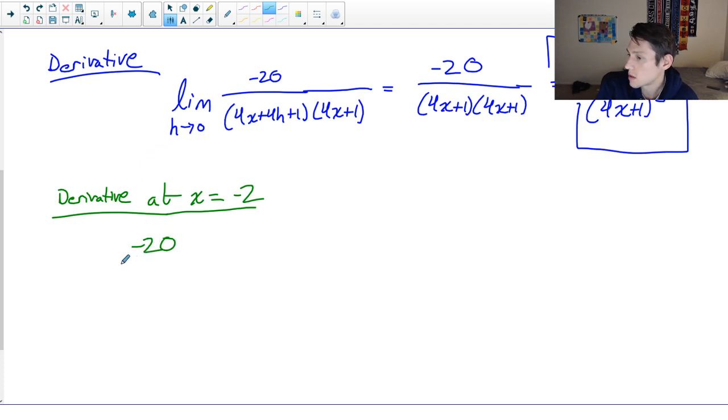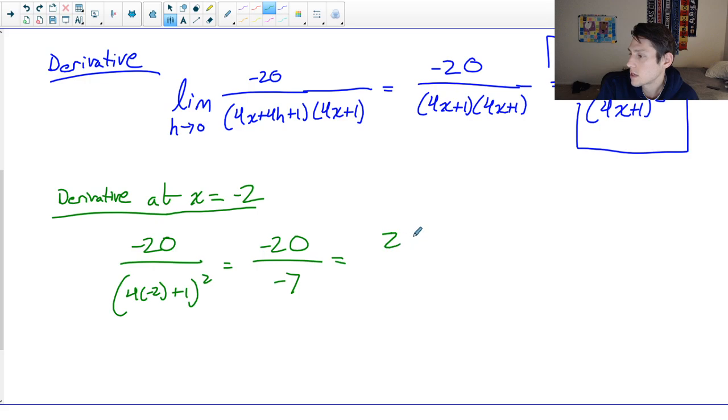So negative 20 over 4 times negative 2 plus 1 squared. 4 times negative 2 is negative 8. Negative 8 plus 1 is negative 7. Negative and negative cancel, so 20/7.